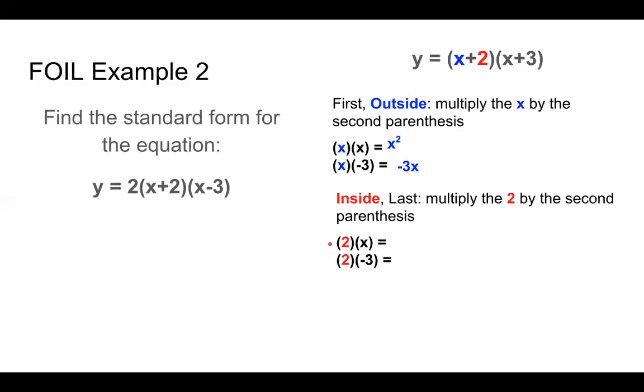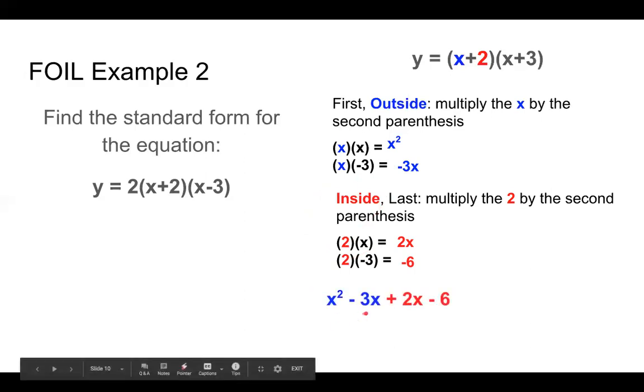So first, 2x. That's pretty simple. I just get 2x. 2 times negative 3. Now the sign is important. Make sure you keep track of it. It should be negative 6. Once I have all of these numbers, I add them all together. So I get x squared minus 3x.